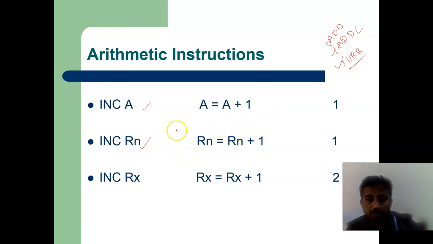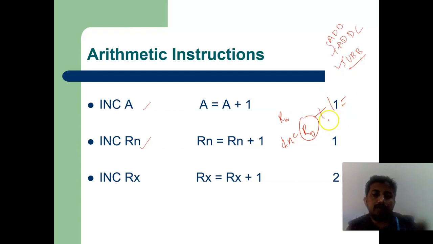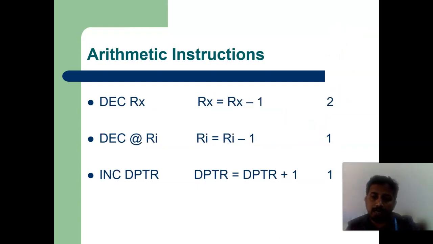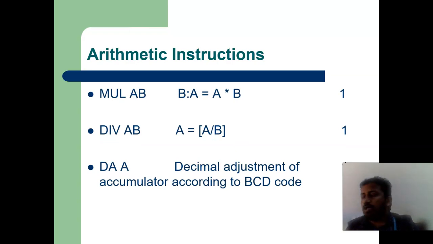In the increment instruction, INC Rn, Rn is a register bank register. Suppose you have given an example INC R0. So this R0 register is being added with one, and the content of R0 is being incremented. Similarly, you are having decrement A, decrement Rn. Obviously, you can use increment and decrement for the data pointer register also. The data pointer is for external memory if you want.